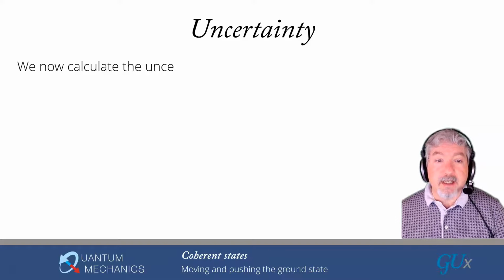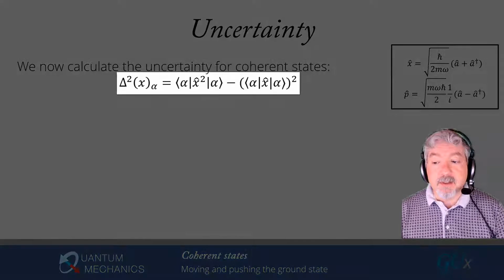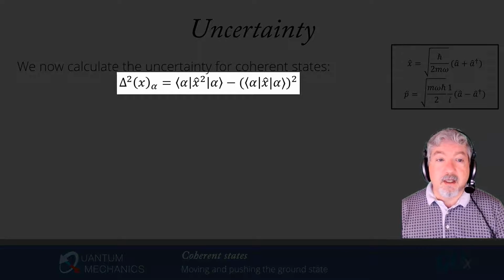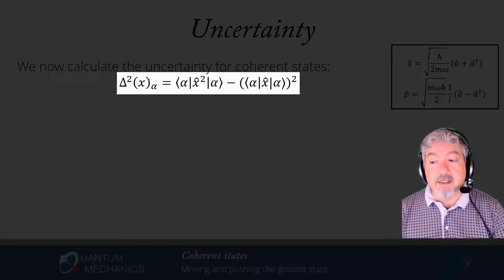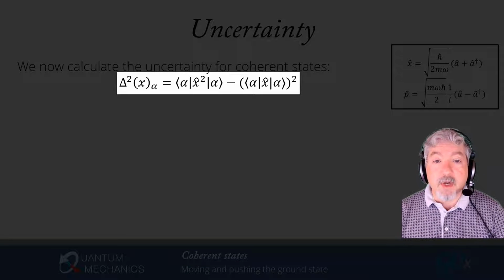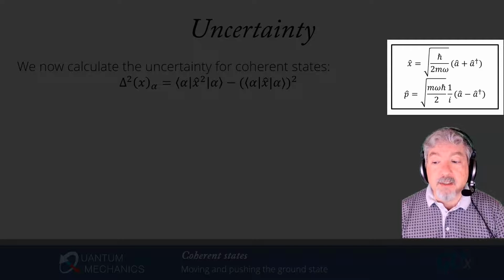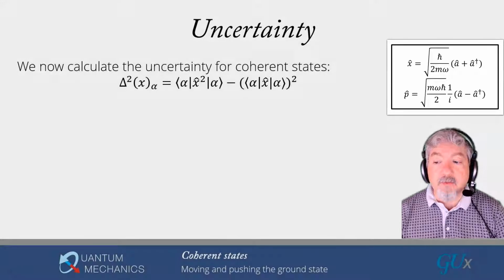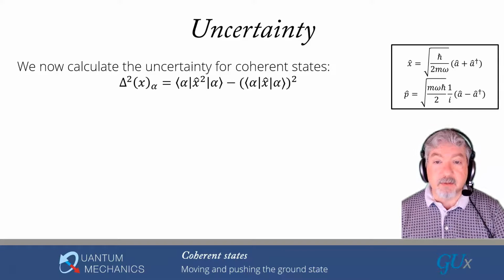We simply want to calculate the uncertainty for both position and momentum in these states. Remember the uncertainty, the square of the uncertainty in position in the coherent state alpha is given by the expectation value of x squared minus the expectation value of x quantity squared. What we're going to do is we're going to substitute in for the x and the p in terms of the raising and lowering operators, because whenever you work with coherent states, you want to express your operator in terms of the ladder operators, because we know how to evaluate ladder operators acting on the coherent states because of this eigenvalue relationship. So we're going to go ahead and substitute that in.